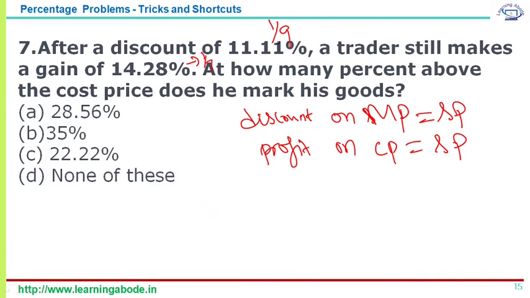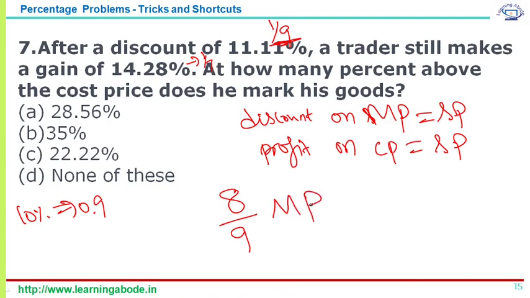So a discount of 1 by 9. If there is a 1 by 9 discount, after the discount, what is the amount remaining? 8 by 9. Like if it is a 10% discount, I write the remaining part as 0.9. Likewise, 1 by 9 is the discount I have offered, so I can write 8 by 9. So 8 by 9 of the marked price is equal to the selling price, which gives a gain of 14.28 percentage. So I have gained 1 by 7.